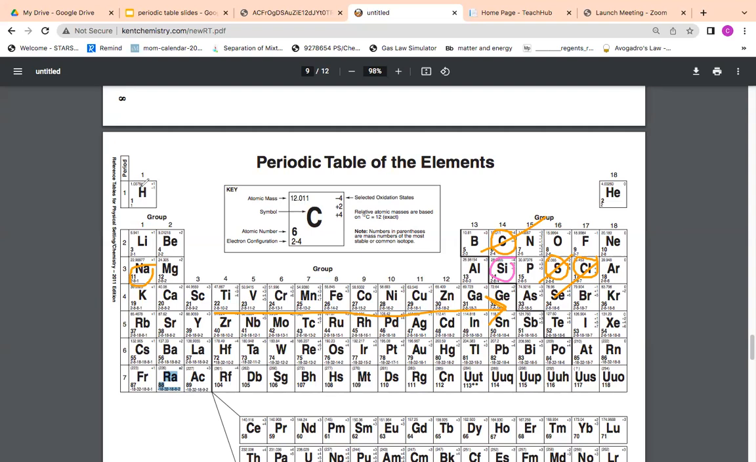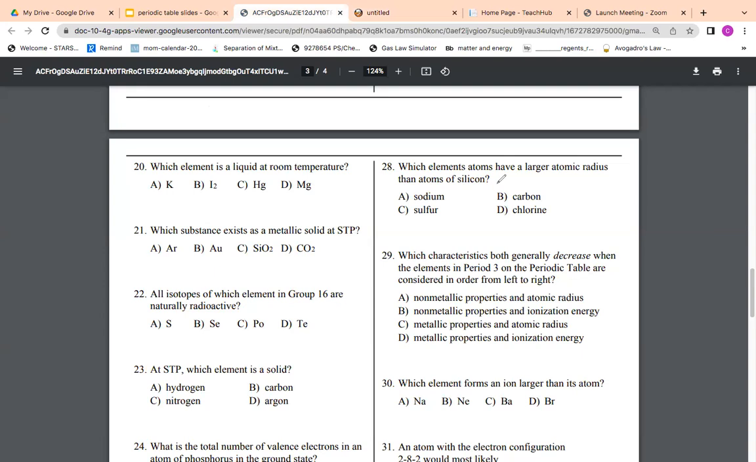Again, in any period that you're looking at, the atom that's going to be the biggest is going to be in group 1. It's going to be one of the alkali metals. So we're going to want to go with sodium as our option for this one. So we'll just circle that. So we've got sodium.